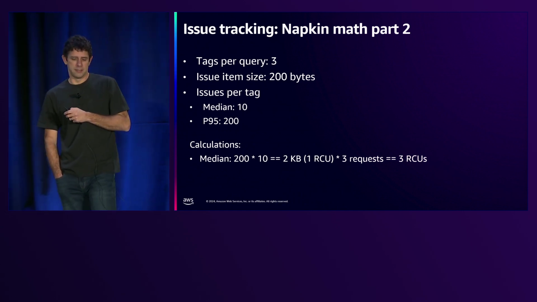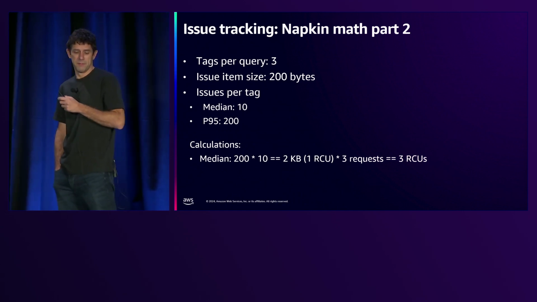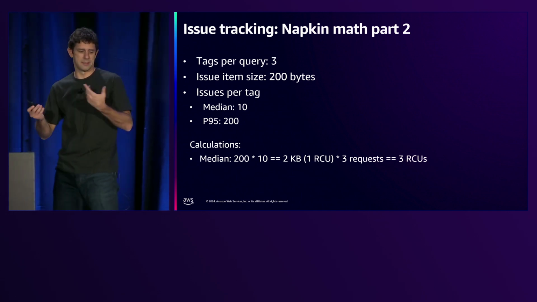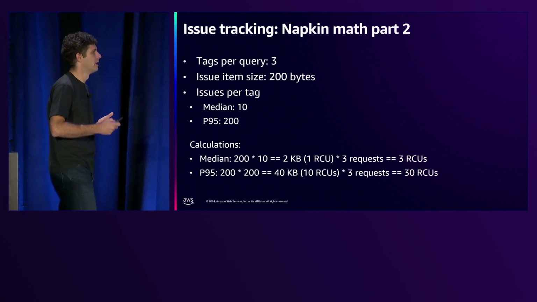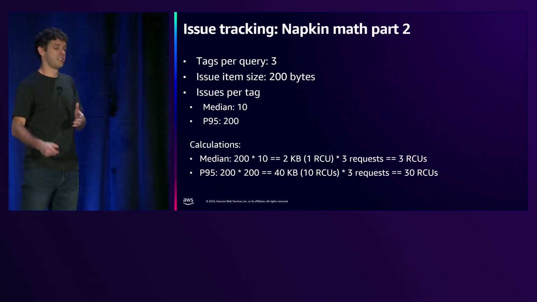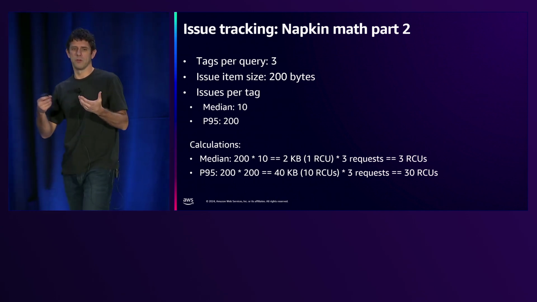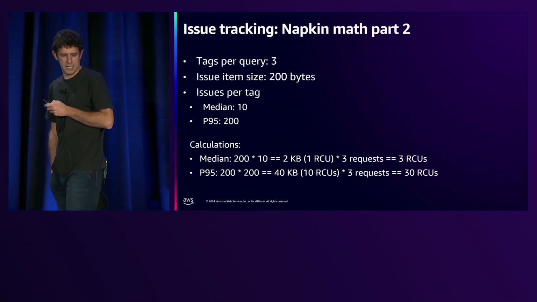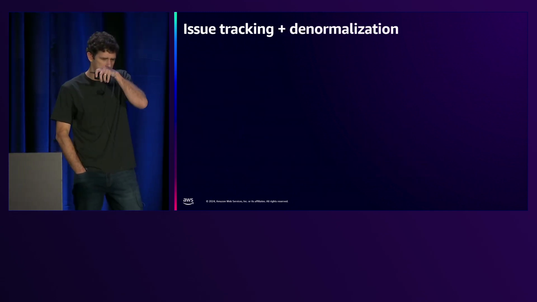Now our median is 2 kilobytes we have to read. But for each tag, so times 3 requests, it's going to cost us 3 RCUs. That's a lot cheaper, right? Same thing, even at the P95 level, we're looking at something like 30 RCUs. So this is a lot cheaper operation because we've indexed it that way and made it better. But we can probably even do better.